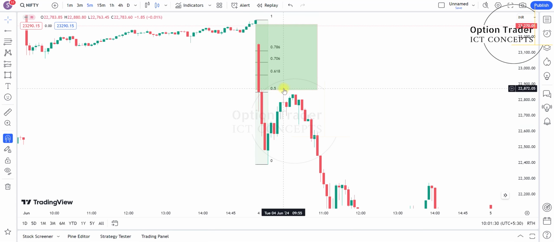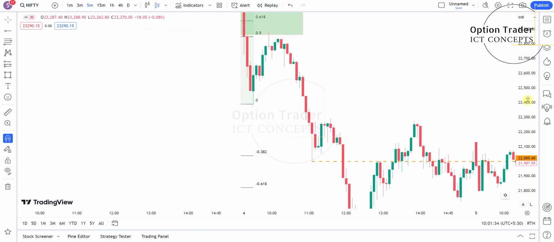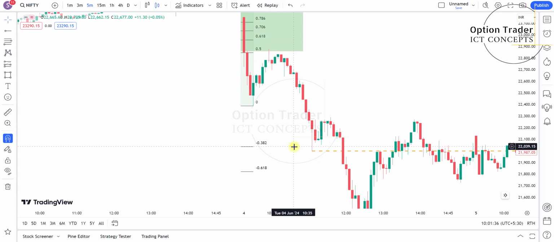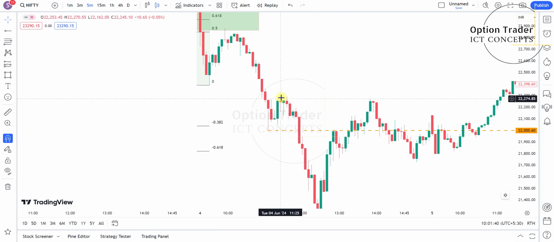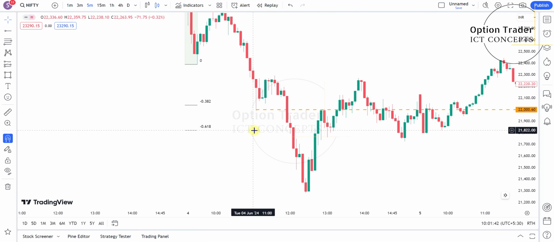What we learned is that if the price is tapping on the FVG and closing in a red candle, we can enter a short trade. Okay, in which you could have achieved a good trade. 0.382 was the target. See how the price was reacting at 0.382. Then later on it started falling to 0.618 also.